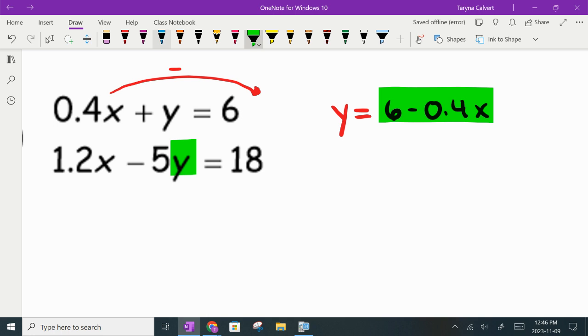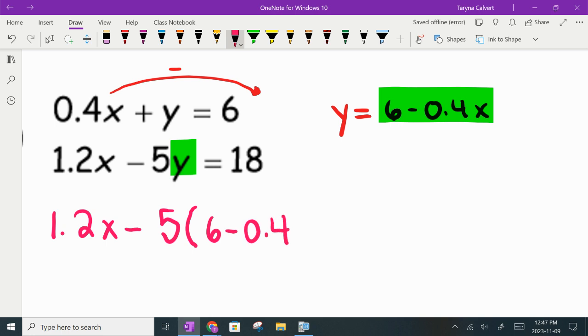All right, so let's see what we got here. So we have 1.2x minus 5. Remember, it's 5 times y, so we just figured out that y was 6 minus 0.4x, and that still equals 18. So go ahead and solve that. So get rid of the brackets, multiply it in.